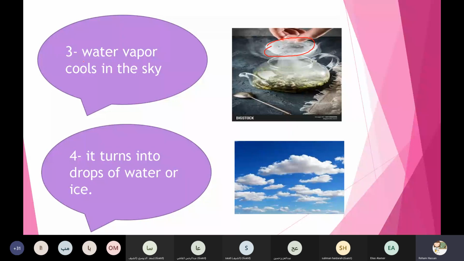So number 3, the water vapor cools in the sky. It must be cold. Like if we put a cold cover on the hot water, now the water vapor cools. If this water vapor cools, now it turns into the clouds. Grade 1, it turns into the clouds. Okay.